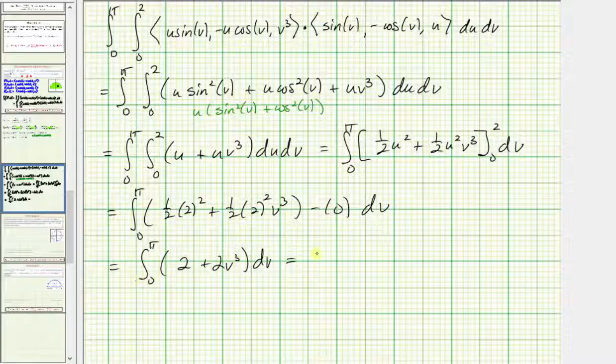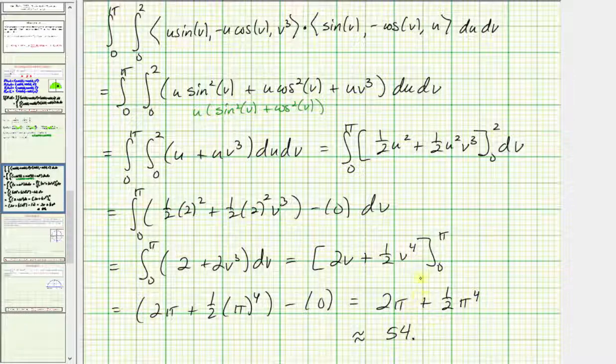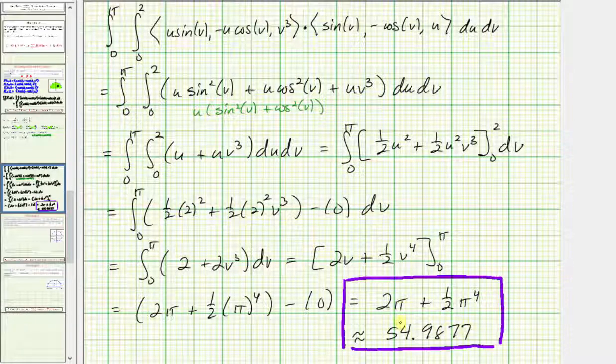Now integrating with respect to v, we have 2v plus 2 times v to the 4th divided by 4, that'd be 1/2 v to the 4th. When v equals pi, we have 2 times pi plus 1/2 times pi to the 4th. And when v is 0, both terms are 0. So the exact value of the flux integral is 2 pi plus 1/2 pi to the 4th, which as a decimal approximation is approximately 54.9877. I hope you found this helpful.